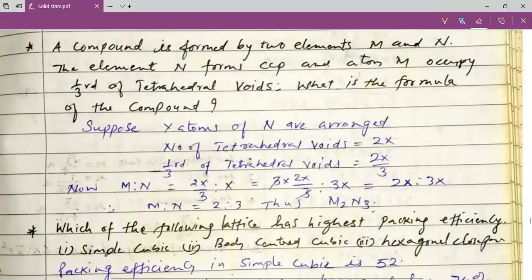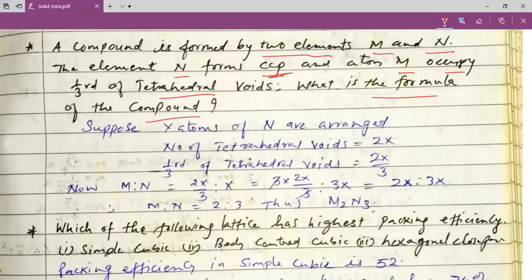So now let's move forward and understand the next question. A compound is formed by two elements M and N. The element N forms CCP and atom M occupies 1/3 of the tetrahedral voids. What is the formula of the compound? So let us move forward.